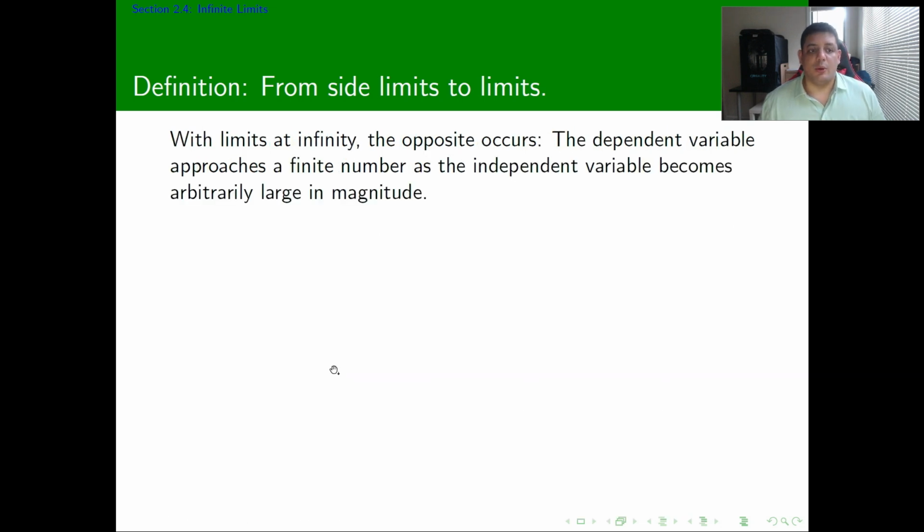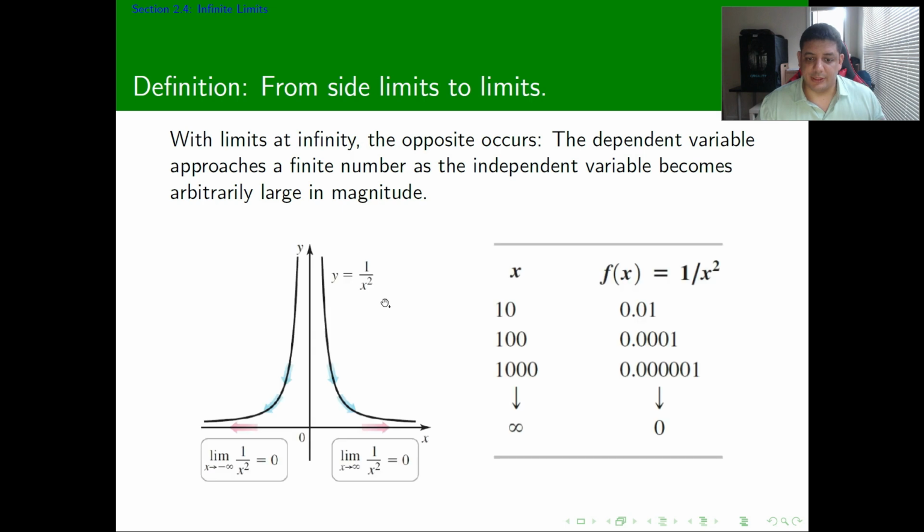Now, with limits at infinity, the opposite is going to occur. The dependent variable is going to approach a finite number as the independent variable becomes arbitrarily large in magnitude. As an example, now instead of approaching 0, we're going to approach infinity. So we're going to take larger and larger numbers, and we're going to see that the image f of x is going to approach a number. We're going to use actually the same function, 1 over x squared.